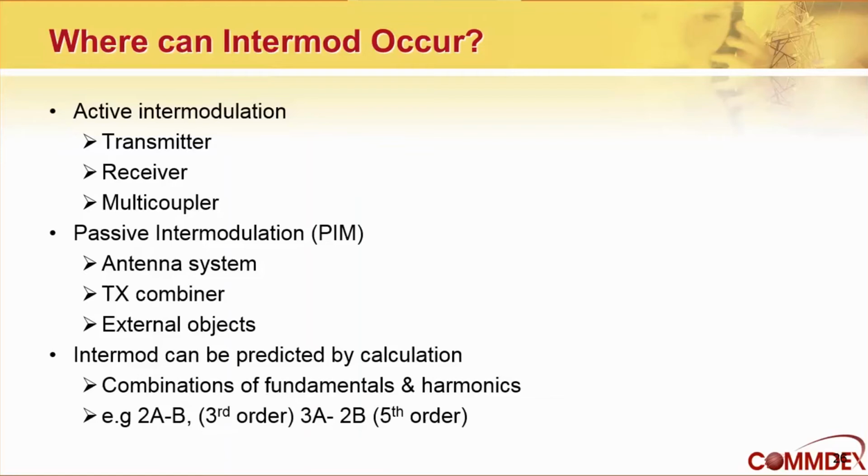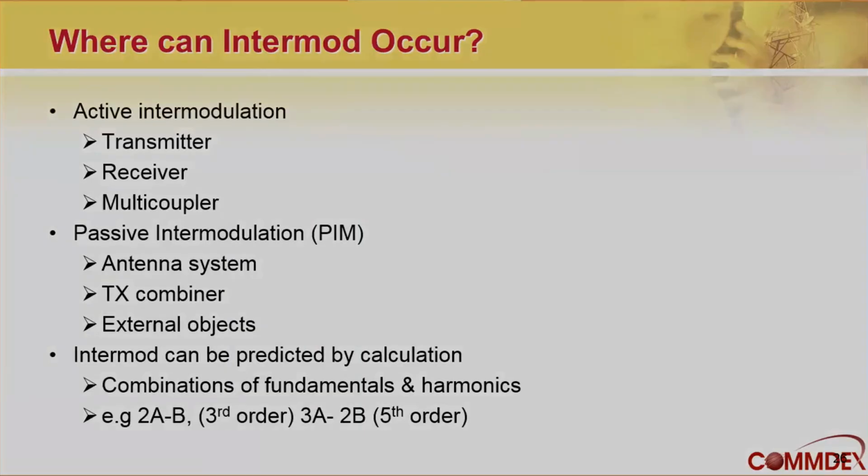The only good news about intermod is in many cases it is predictable. If you know what the frequencies are, if you monitor what's going on at the site and put them into your software, it can predict what some of the possible combinations can occur and help you track it down. It'll do the math for you and say, these are the possible third order hits, and these are the possible fifth order hits. So there is some help available.